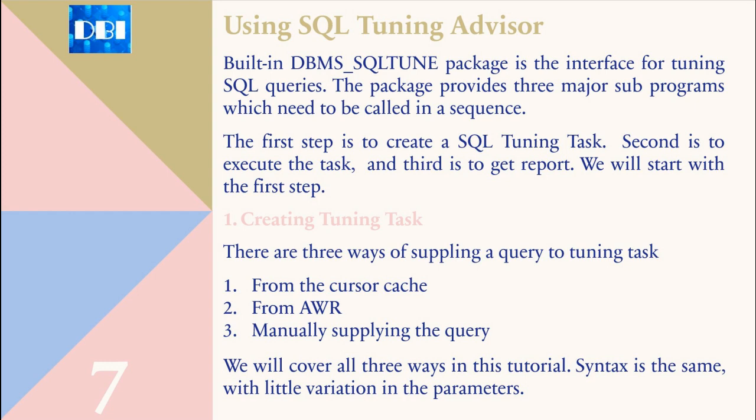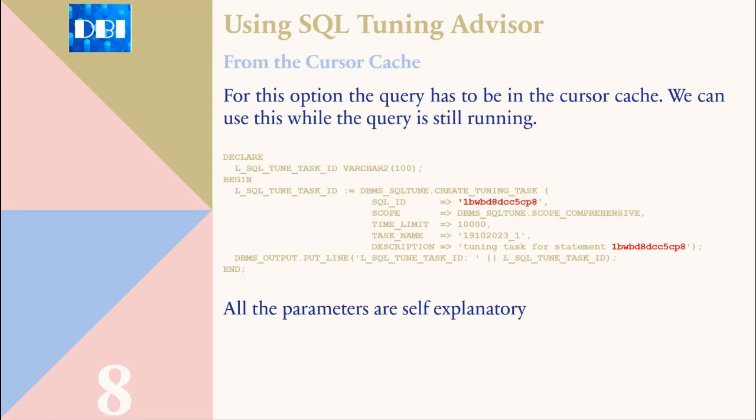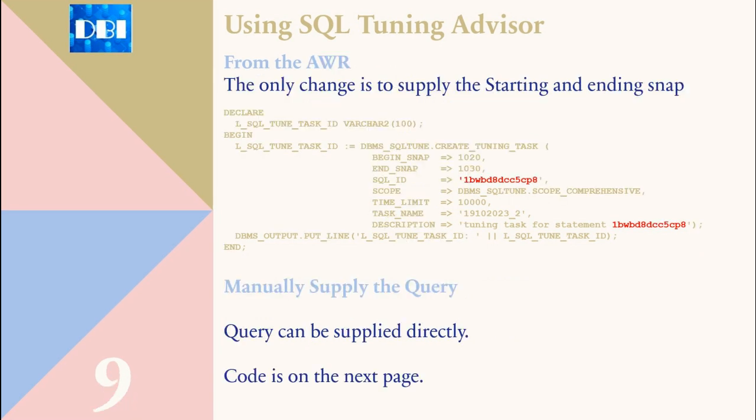The syntax is the same, with little variation in the parameters. Passing SQL ID using the cursor cache. For this option the query has to be in the cursor cache. We can use this while the query is still running. All the parameters are self-explanatory. Scope can be limited or comprehensive. Name and description can be anything. Passing SQL ID from the AWR.